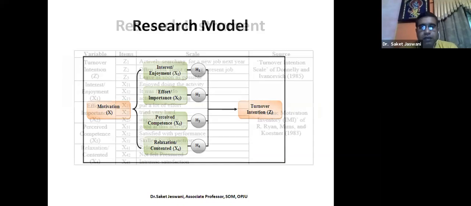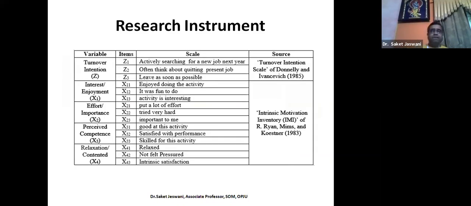This is how a research instrument is created. This is the one research instrument to measure the study, to measure the model. But there are various items. The scale, what you call a scale. The scale to measure turnover intention consists of 3 items.